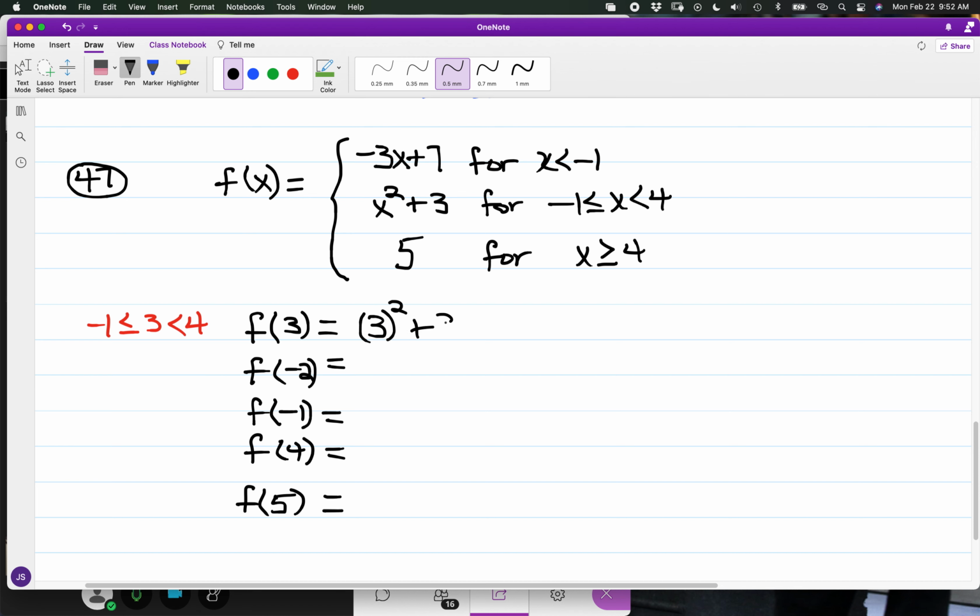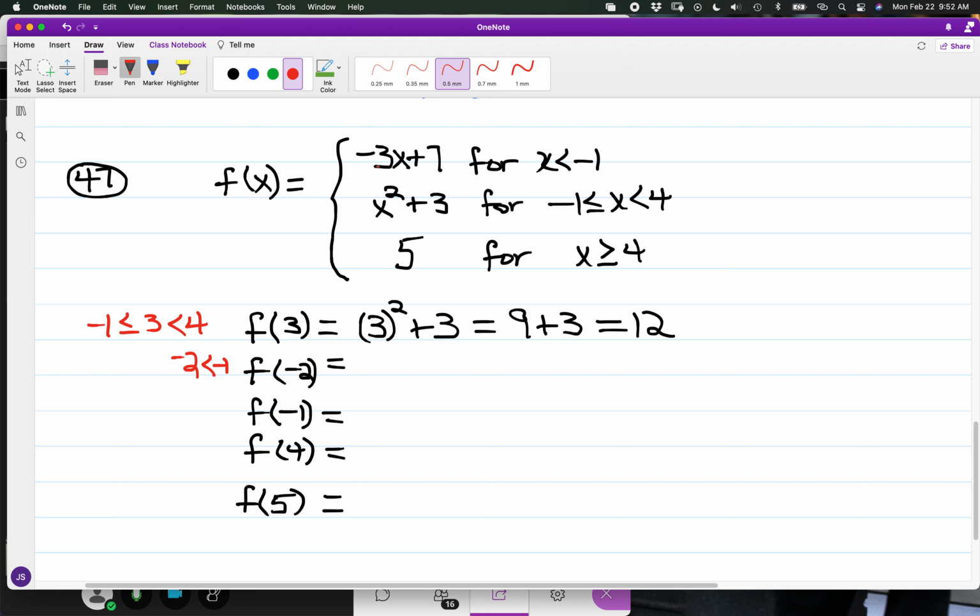Okay, so we have 3 squared is going to be 9. And in turn, 9 plus 3 is equal to 12. Now for -2, now -2 is less than -1. So I'm going to be referencing that particular inequality.